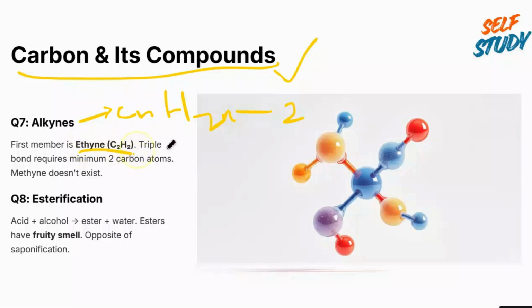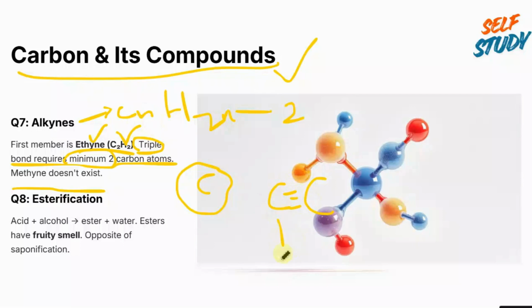First member is ethane. Eth means 2, meth means 1. Alkynes have a triple bond, which requires a minimum of 2 carbon atoms, with 1 triple bond between the carbon atoms. Methane does not exist in this series because methane has 1 carbon atom, and we cannot form a triple bond with 1 carbon atom. Just remember ethyne, C2H2, the formula we can represent like this.